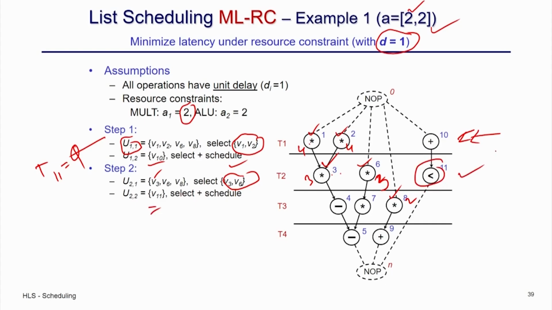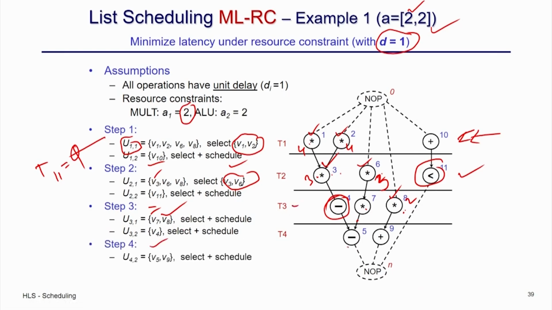So, I am going to schedule it in time step 2, and then in time step 3 I have V7 and V8, because now 3 and 7 are done. So, 7 and 8 are now available with 2 resources, and I am going to select both of them. Only V4 is available, as the other is not available yet. I am going to do V4 in time step 3, and then finally V5 and V9, because there are 2 adders, I am going to schedule them in time step 4.